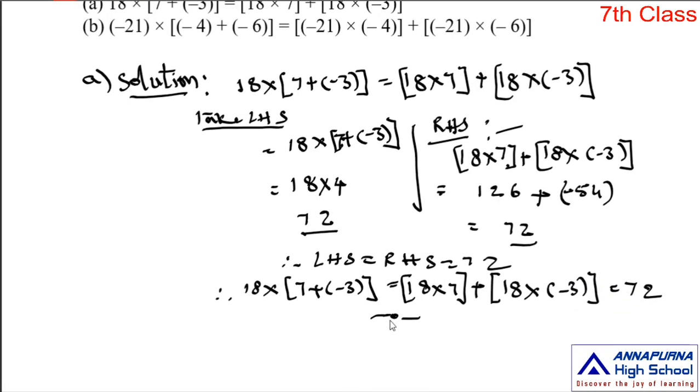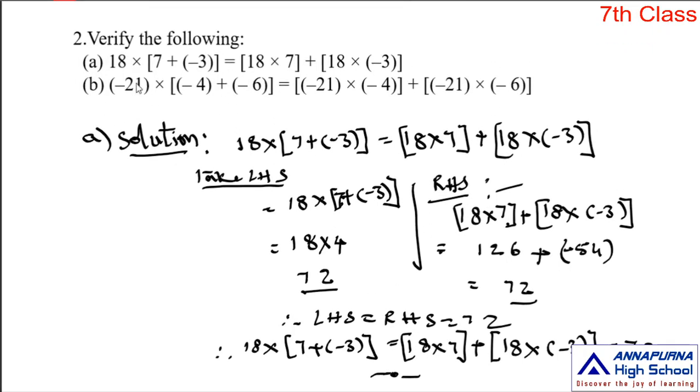Now if you observe the B bit: minus 21 into minus 4 plus of minus 6 is equal to minus 21 into minus 4 plus minus 21 into minus 6. This is the same as the previous one. Apply the same method: take LHS, minus 21 into minus 4 plus of minus 6. This is the same as the A bit. This is homework for you.